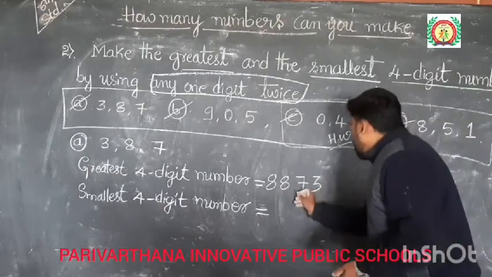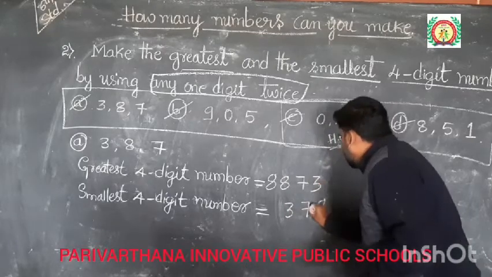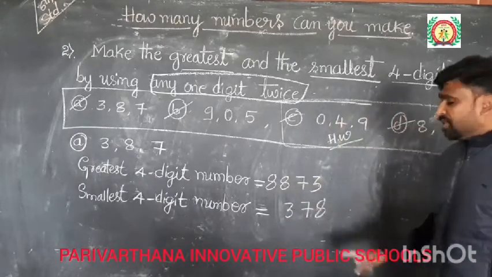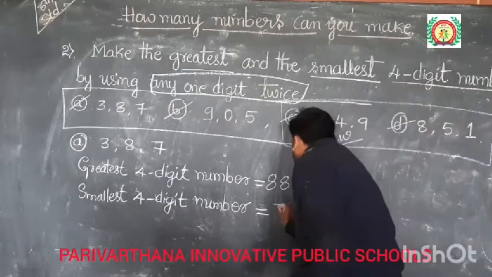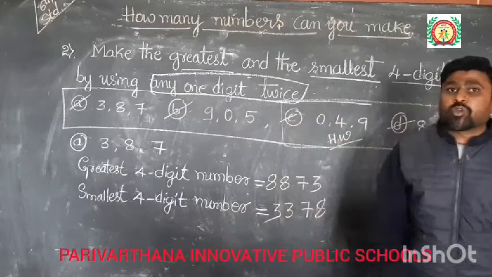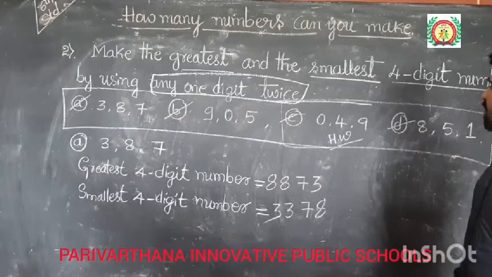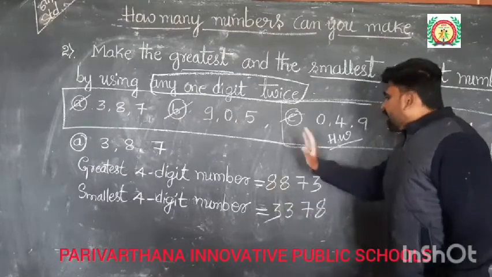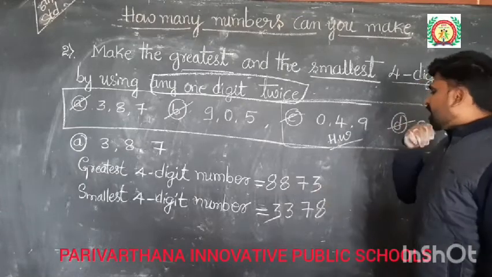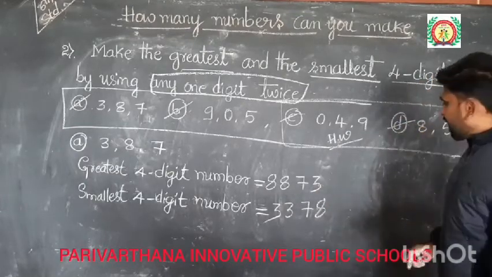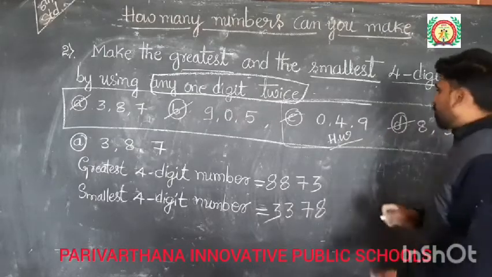See here, reverse for that. 3, 7, 8. Regarding these 3 digits, 3 is the smallest. That means we have to take 3 as the 2 times digit. That is the first one's answer. The answer for the first one: 8,873 will be the greatest, and 3,378 will be the smallest number.